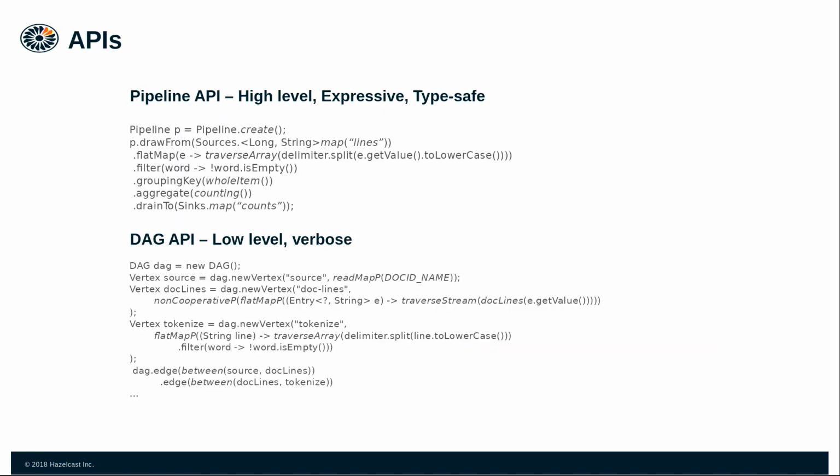So we have two APIs. One is the high-level API that we just saw, which is the pipeline API. This is the same job that does the word count. This is the API that we looked through with the Twitter example also. It's very similar to the Java Util Stream API. And this is the low-level API, which is the DAG API. It's more verbose, but it has more capabilities, at least for now.